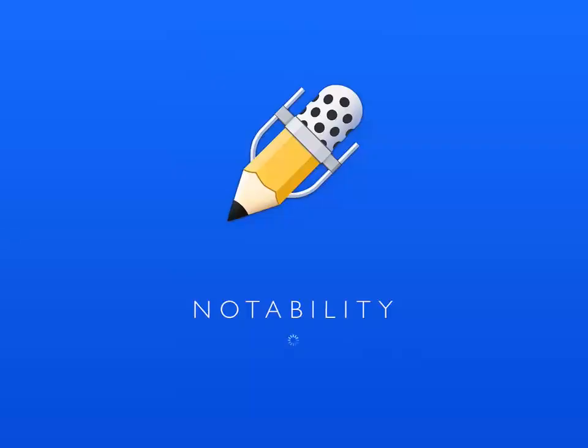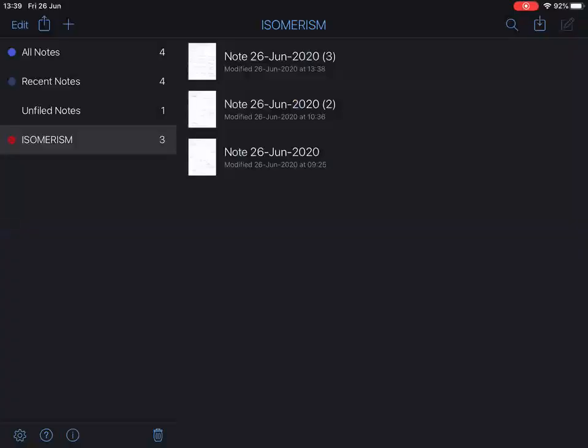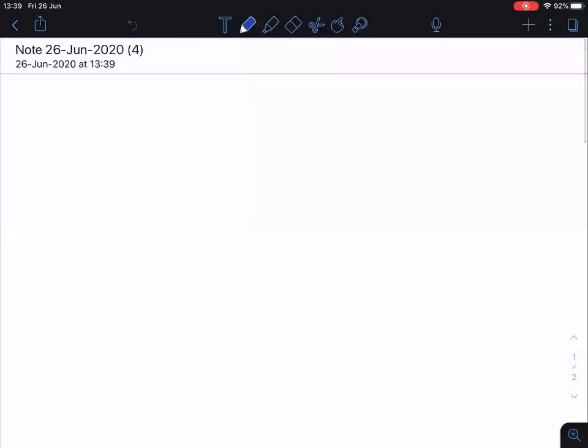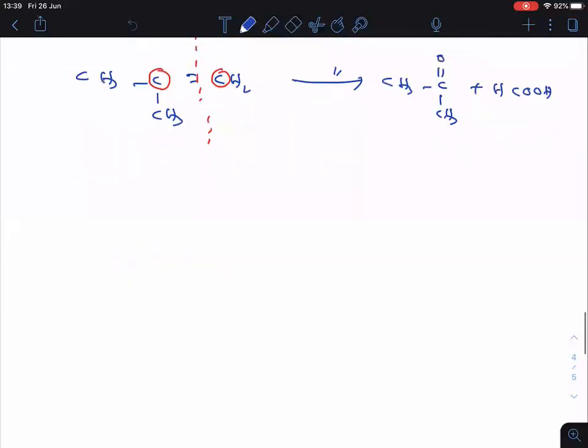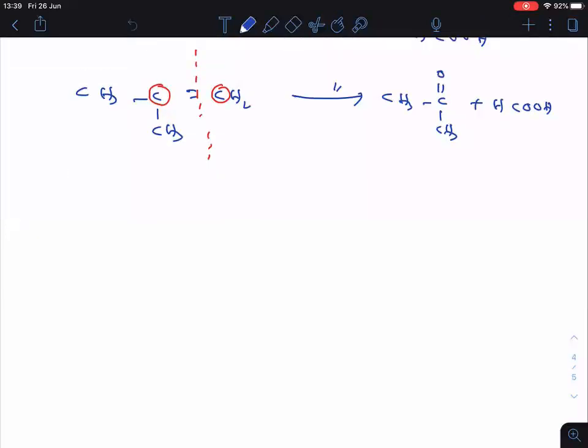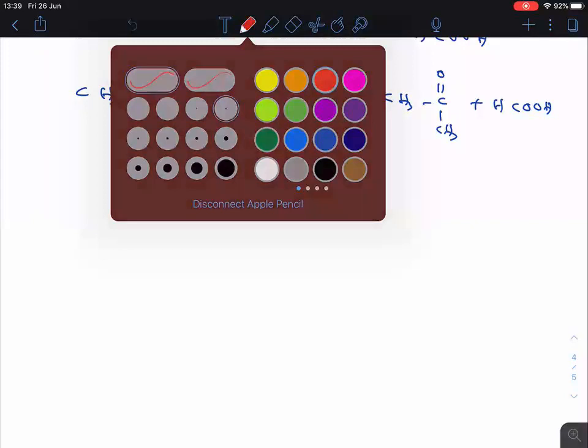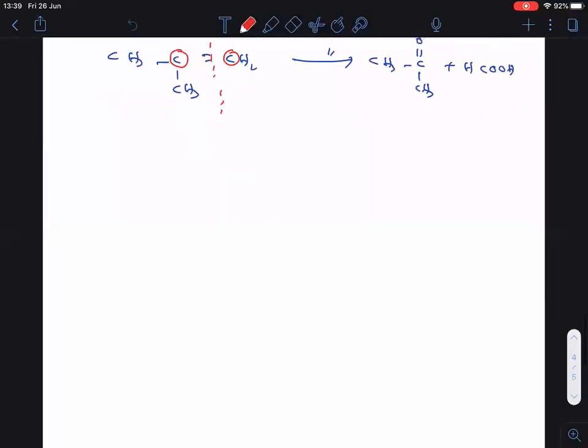So these are some examples for the first preparation method. Now let me go for the second preparation method here.